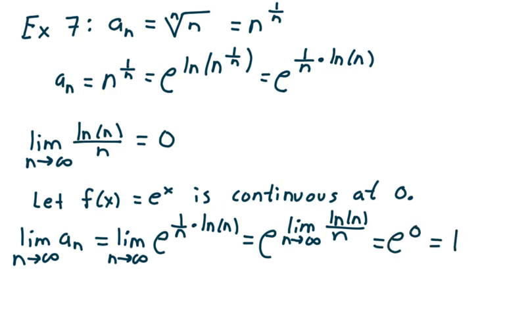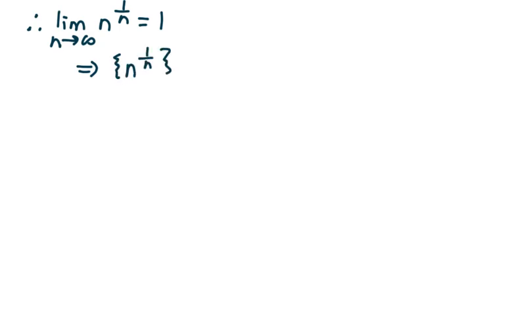It's very useful. And so, therefore, the limit as n goes to infinity of n to the 1 over n is 1. And so what that implies is n to the 1 over n must converge to 1. And I'm done.